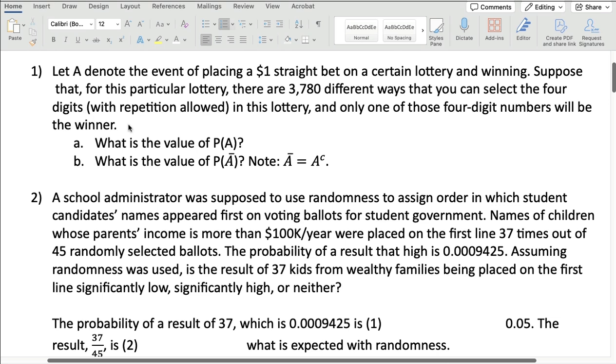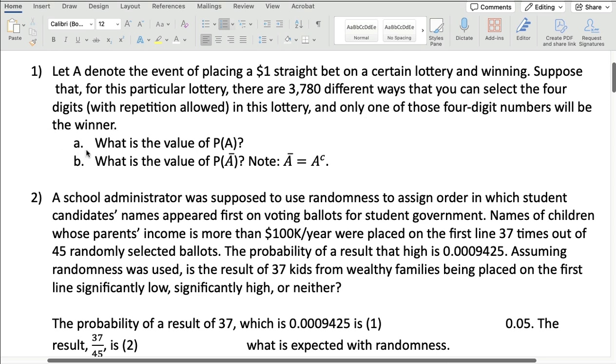It turns out that detail was not really necessary. All we need to know is that our sample space, all the outcomes, is 3,780. There just happen to be that many different outcomes that could occur, or numbers on the ticket. Only one of those 4-digit numbers is going to be the winner.